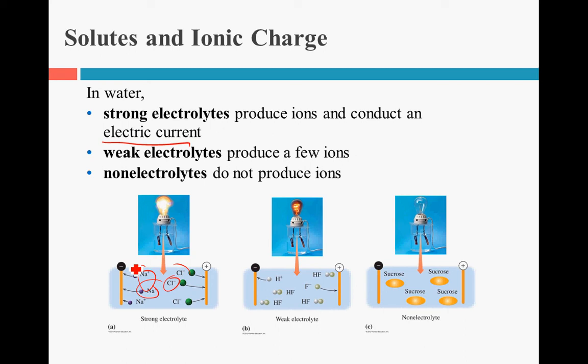You'll notice when we start talking about weak electrolytes, some of the molecules stay together and some of them split apart. Whereas with non-electrolytes, they stay as wholes, they don't split apart at all. So what this comes down to is strong electrolytes are ionic compounds, whereas weak electrolytes are typically more polar compounds, and non-electrolytes are nonpolar. So the information that we've learned in the last couple sections is still relevant in this one.